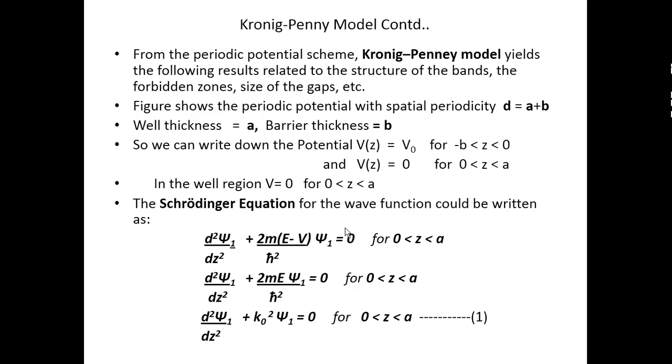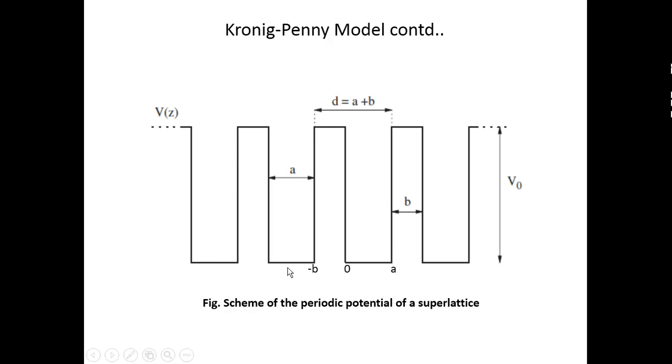So for 0 less than z less than a, V(z) is equal to 0. For 0 less than z less than a, that is the potential well. The potential, of course, what is the height of the potential? That is 0. In the well region, the potential is 0. The barrier region, the potential barrier is V0, right?